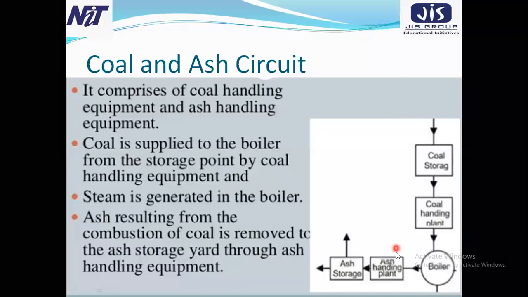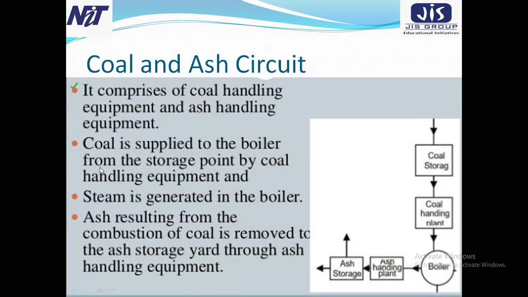In case of the coal and ash circuit, if you follow the figure, you will find that there is the boiler, the coal storage plant, then the coal handling plant, and it is connected with the boiler. And the boiler is also directly connected with the ash handling plant, and finally there is an ash storage. So this part is mainly called the coal and ash circuit. Now, the major thing of this coal and ash circuit is that it comprises coal handling equipment and ash handling equipment.